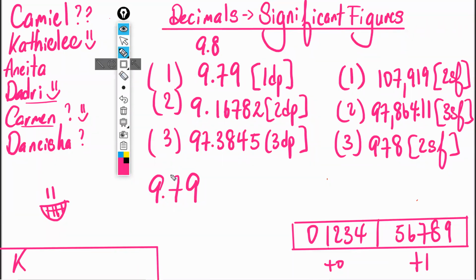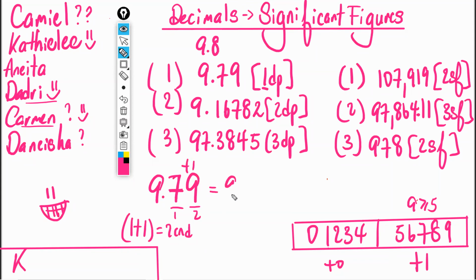Okay, so this is the first one, guys, 9.79. They said they wanted one decimal place, so we need to look at the second place, the 1 plus 1, which is the second decimal place. It is a 9. Since 9 is greater than or equal to 5, we'll add a 1 to the number in front of it. So this should be 9.8. Making sense, guys? This is definitely 9.8 for my answer.